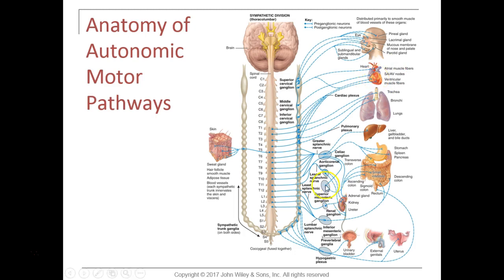But nonetheless, you can see where the cell bodies are located for the preganglionic neurons, always in the thoracic to the lumbar region, and the postganglionic neuron cell bodies are always out in the periphery in a ganglion somewhere, before the axons go to their targets or their effectors.